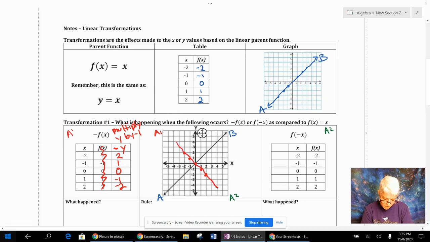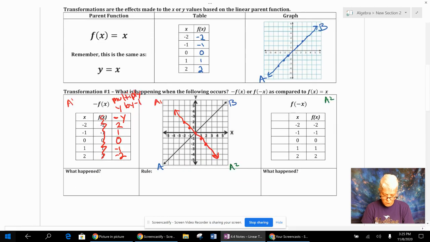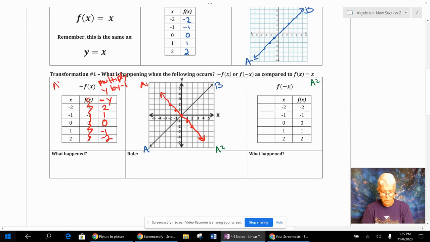Now, the original parent function is there. I have it written. And I went ahead and added an A and a B point because I feel it's really important for you to understand what just happened. You need to understand what's happening to the A and the B point. If you look, the A was below the x-axis, and now it is above the x-axis, and the B was above the x-axis. Well, I didn't write it down, but now it is below the x-axis, because what happened?